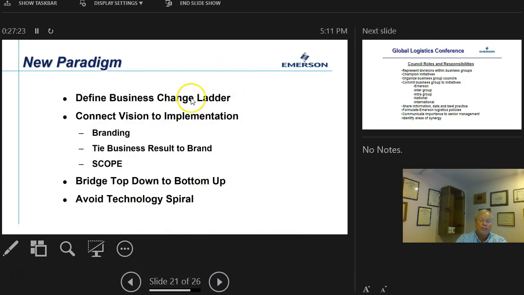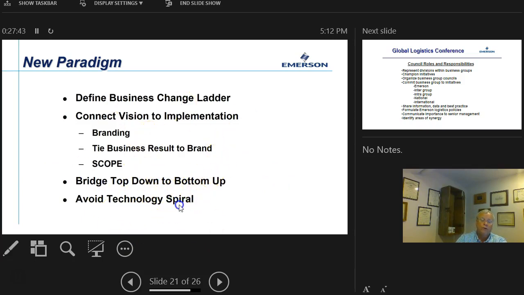So we built the change ladder. That was the change ladder you just saw. We connected the vision to implementation. So we took the vision, we were going to do this, and we actually did this at some scale around the world. And we bridged the top down to bottom up. We went the other way. We said, okay, you tell us what we need to do and let's do it, versus the other way around.